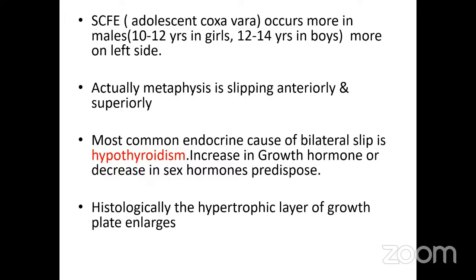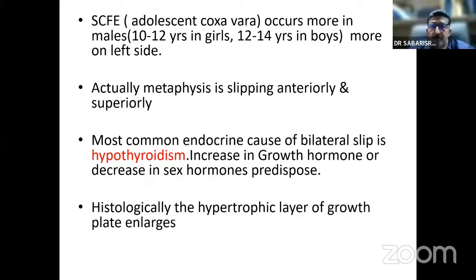Then the most common endocrine abnormality associated with slip, especially bilateral slip, is hypothyroidism. So that is very important. You should remember the different endocrine issues associated with slip. The most common is hypothyroidism. Then comes increased somatomedins and growth hormones. Then decreased sex hormones. Then there can be hyperparathyroidism also in slip. So remember, even in chronic renal disease or renal osteodystrophy, there can be secondary hyperparathyroidism, and that can cause slip. Even radiation can induce slip. So there are a lot of reasons for slip.